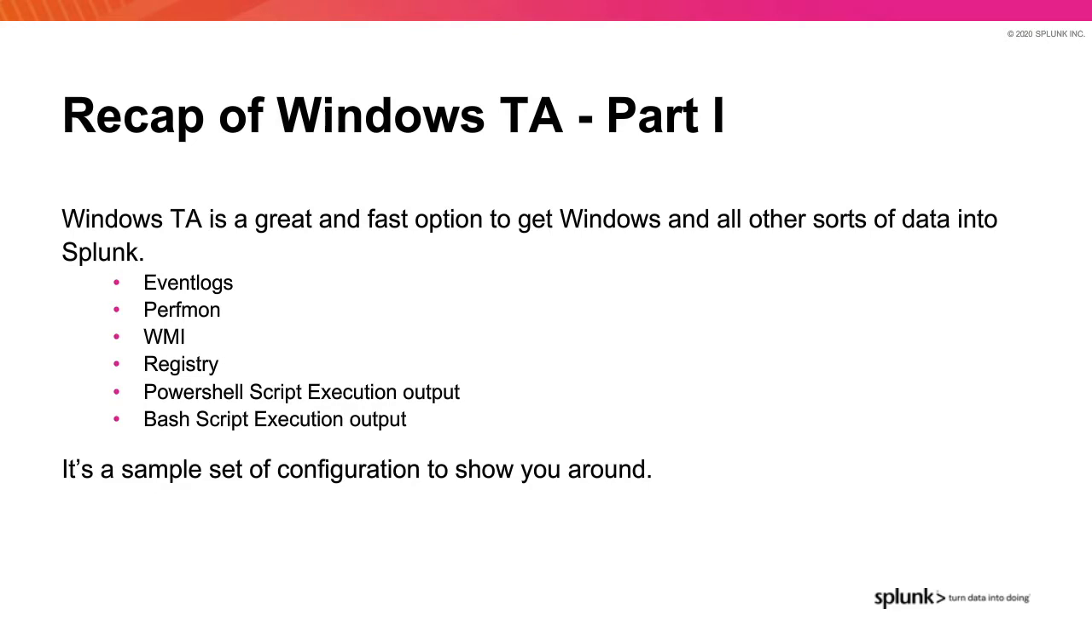From the last session, we know that the Windows TA is a great starting point for Splunk Windows, not only for event logs, but also for performance data, WMI, registry, PowerShell script execution, Bash script execution. Actually every log file that is stored on the Windows operating system, so even just standard text logs. And it's a great sample configuration, really. It's also being used at other parts of Splunk as well. So not only for just ingesting logs, but also for other apps. And we're going to cover this.